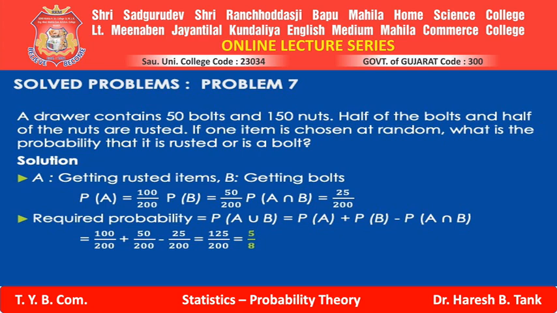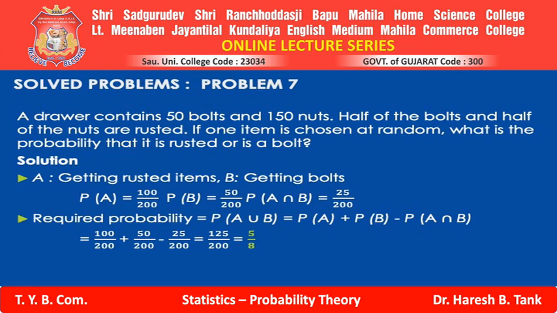Probability of B means getting bolts. Number of bolts is 50. So it comes to 50 by 200. Now probability of A intersection B, rusted items and getting bolts, is nothing but the product of these two: 100 divided by 200 multiplied by 50 divided by 200. Simplifying it, it comes to 25 upon 200.